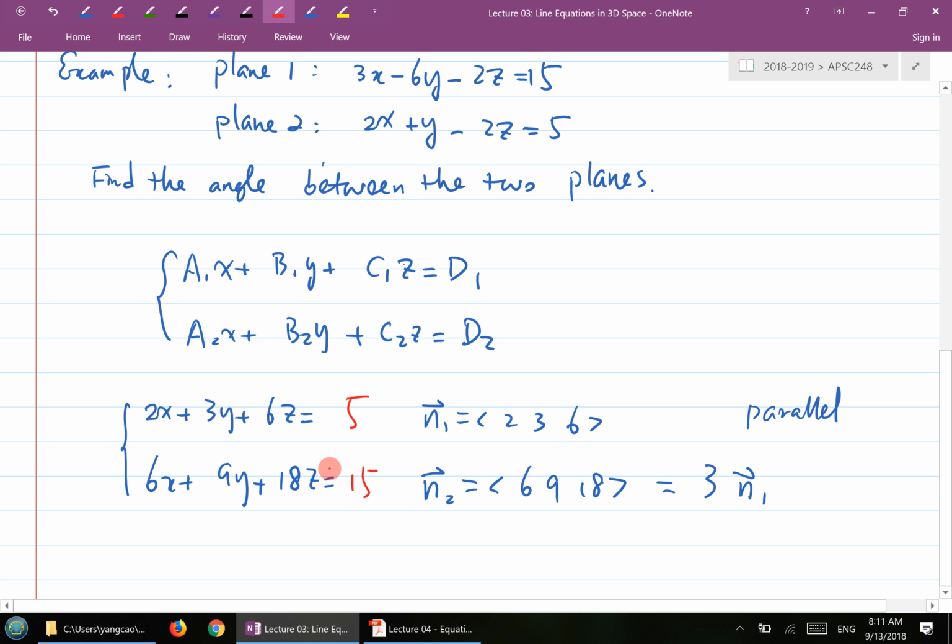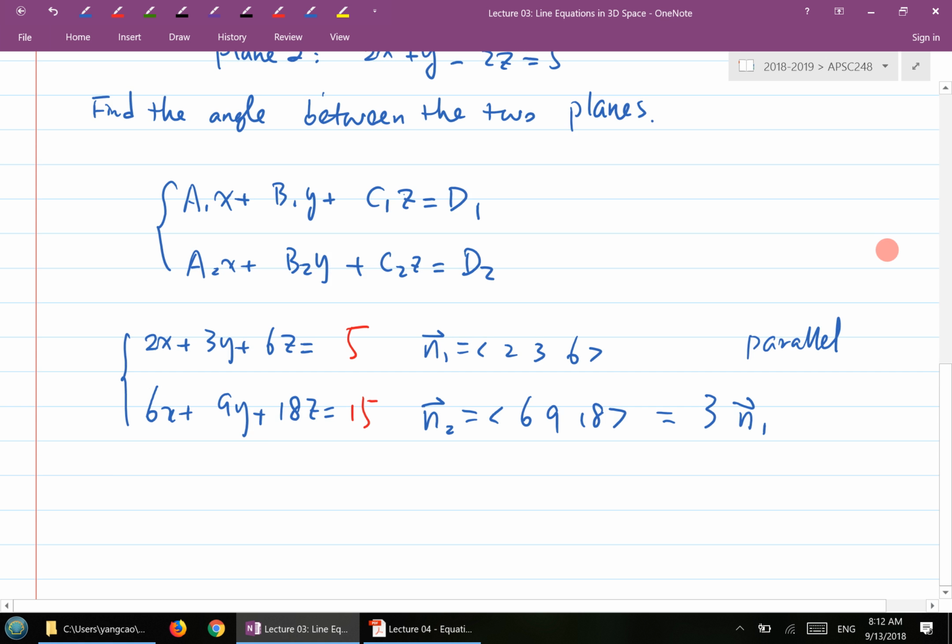What if the planes are separated by distance and they're both parallel? Yes. So basically, this is the case study here.